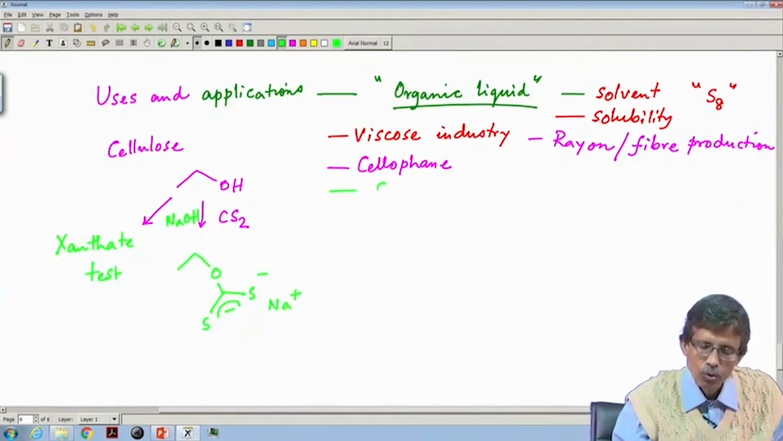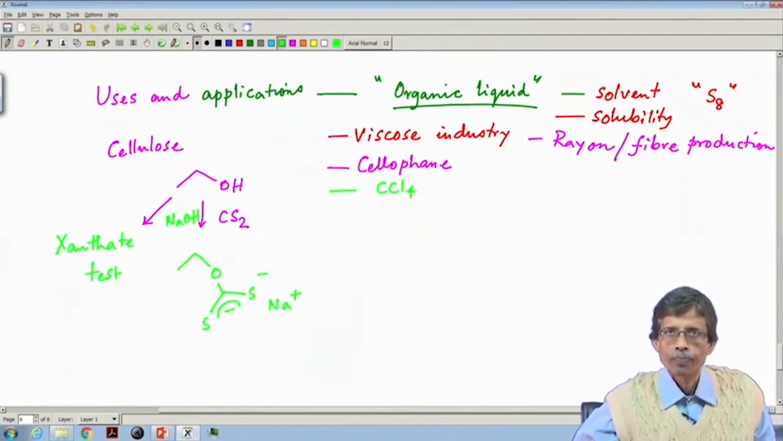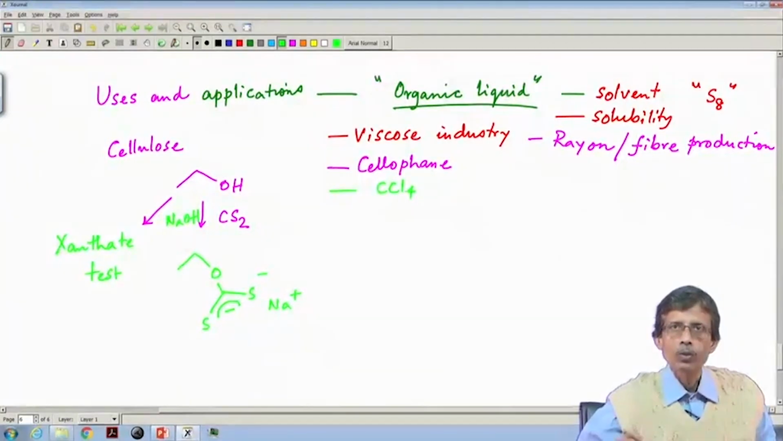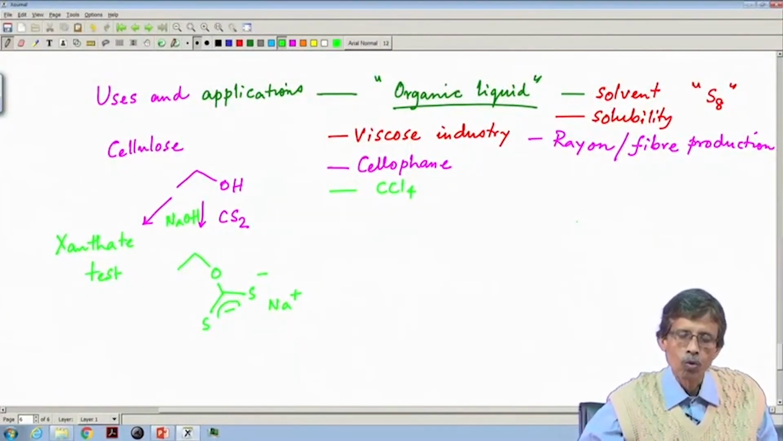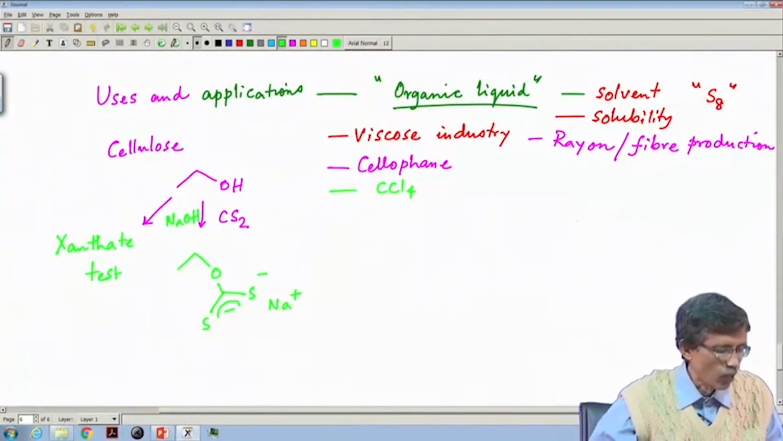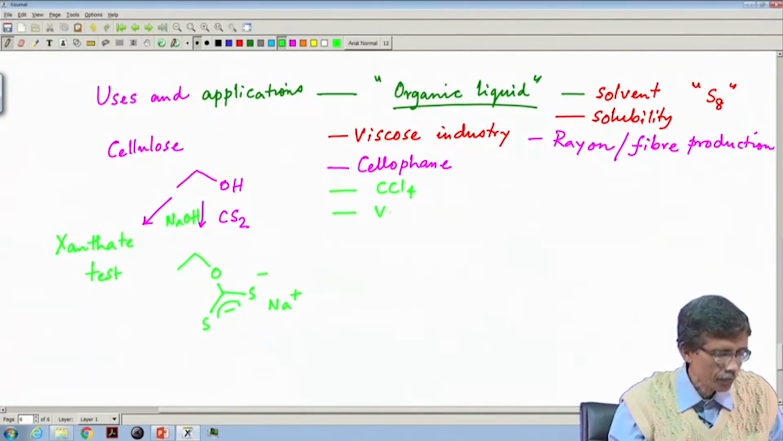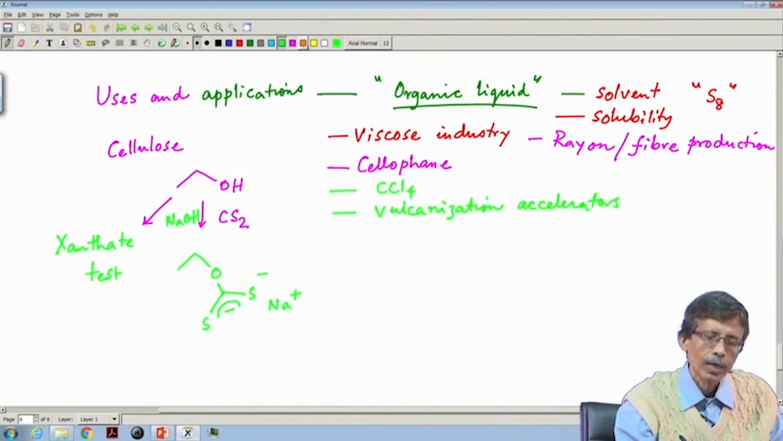Then CS2 can be converted to another useful organic solvent, which is carbon tetrachloride. That means we can go simply by chlorination, that means incorporation of chlorine. The reaction of chlorine with elemental carbon or carbon powder as charcoal may not be useful, but you can go a very simpler way on carbon disulfide. Then, since sulfur is present in this liquid, that means in carbon disulfide, it can go for vulcanization. So, in vulcanization, it is used as an accelerator.